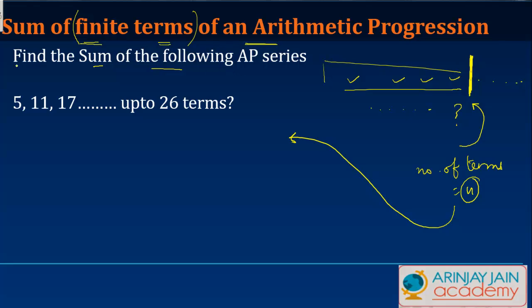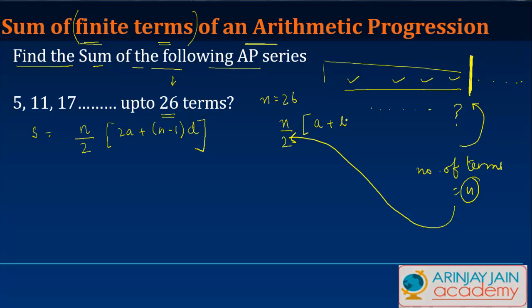In which case, we see how you plug this value into the formula for finding the sum of an arithmetic progression. Find the sum of the following arithmetic progression. It's 5, 11, 17, up to 26 terms, which means what? The number of terms is 26. So how do you calculate the sum of an arithmetic progression? The sum of an arithmetic progression is given by n by 2 times (2a plus (n minus 1)d). Right? It can also be found by n by 2 times (a plus l). Now, we have to make a choice between which one of these methods should be used.